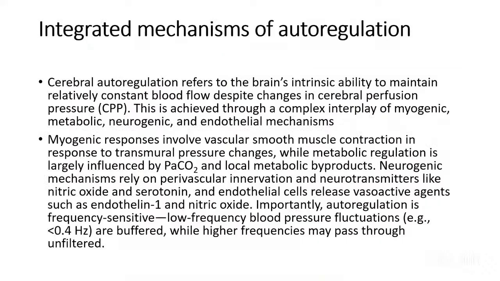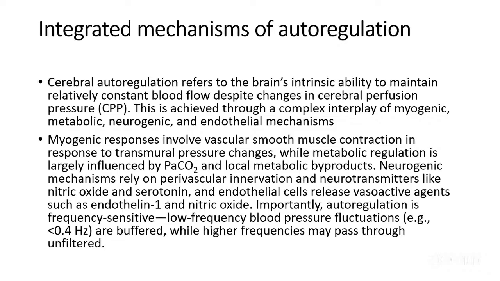Now, what is the mechanism of this autoregulation? By this time we know that autoregulation is a brain-intrinsic physiological property to maintain relatively constant blood flow despite changing cerebral perfusion pressure. This is achieved through a complex interplay of myogenic, metabolic, neurogenic, and endothelial mechanisms. We'll come to details in further slides.